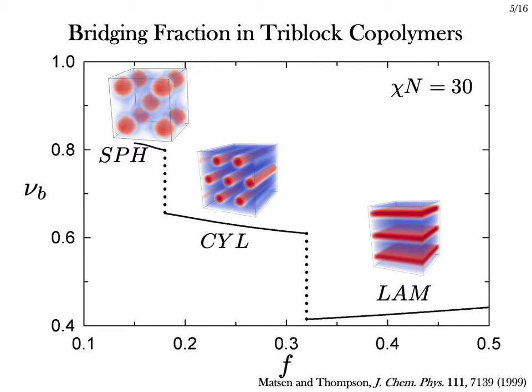This bridging fraction has been calculated for linear triblocks and is shown here. In the sphere phase, about 80% of molecules form molecular bridges. In the cylinder phase, this reduces to about 60%, while in the lamellar phase, less than half of the molecules form bridges. Our next step is to turn to Starblock copolymers. Let's see if they can do any better.